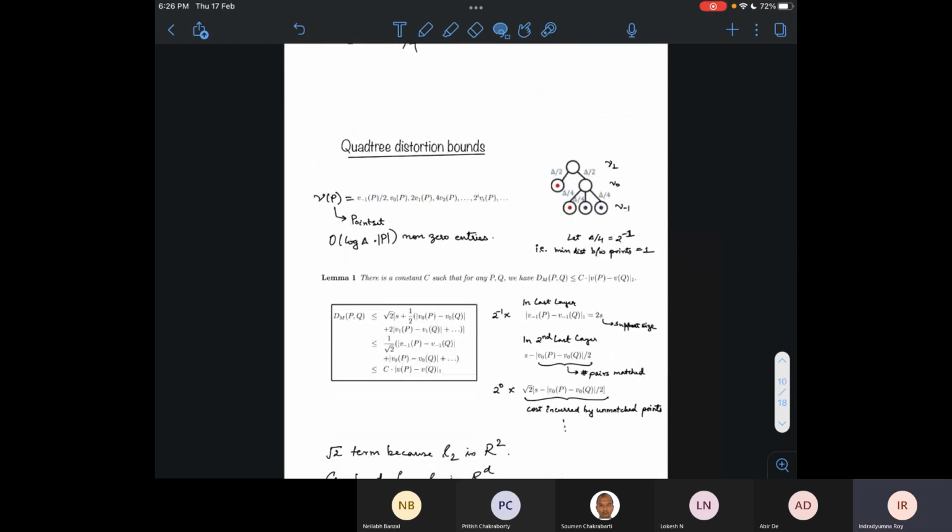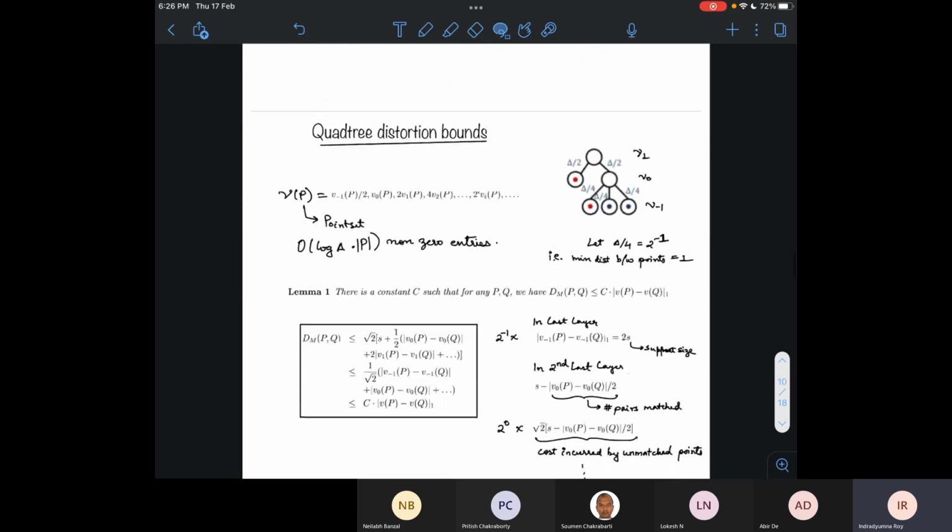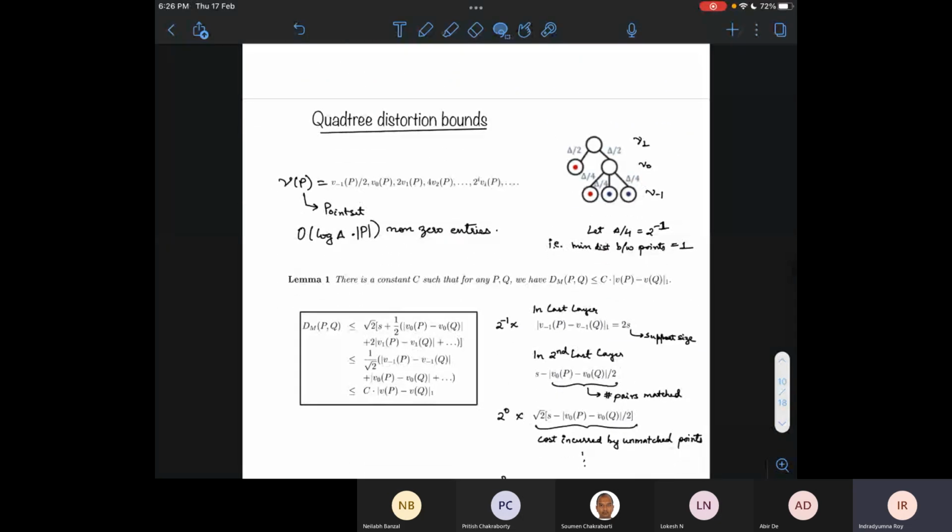Okay, so remember we discussed distortion bounds. This sort of embedding from the underlying metric to the tree metric incurs some distortion. So quadtree does some analysis for that, and we will now look at it. I have taken this snapshot from the paper so that we have some understanding of the notation. This is basically doing what I said earlier.